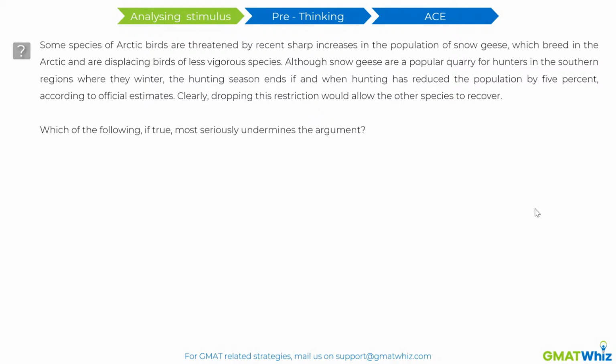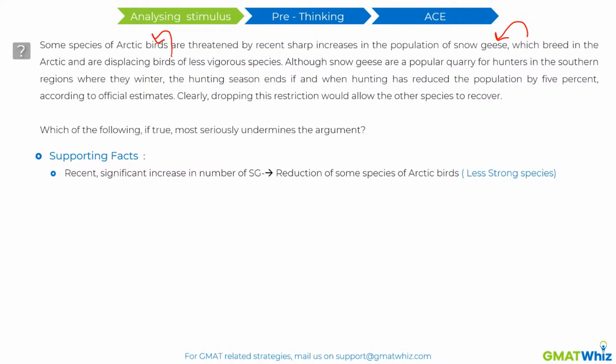And these snow geese breed in the Arctic. So Arctic birds are also in the Arctic. The Arctic is the snow geese's breeding ground, and these snow geese are displacing birds of less vigorous species. Probably these Arctic birds are less vigorous then. So from this sentence, what I've got is that recently there's been a significant increase in the number of snow geese, which has led to the reduction of some species of Arctic birds, which are probably less strong.